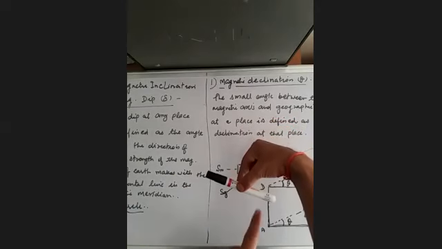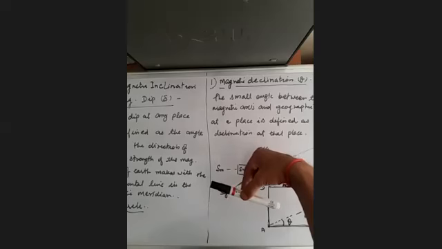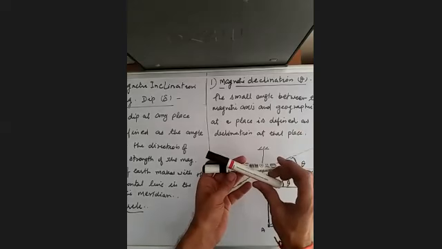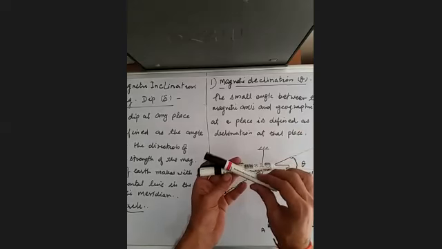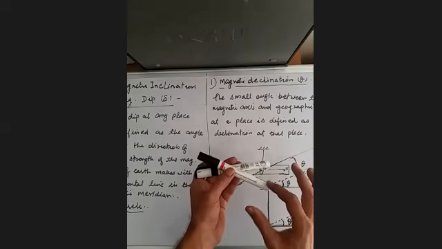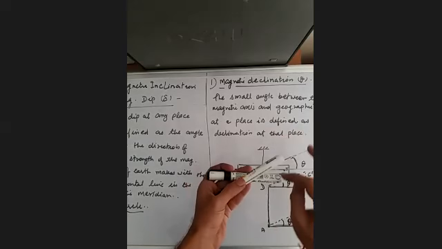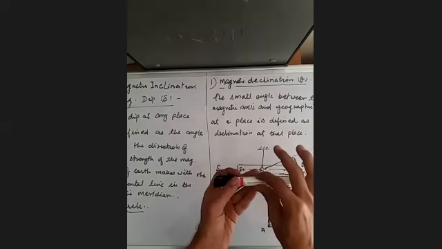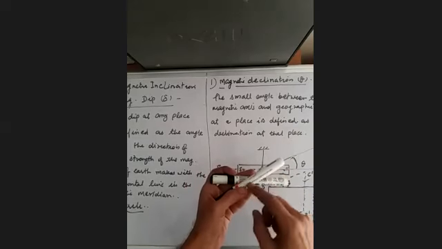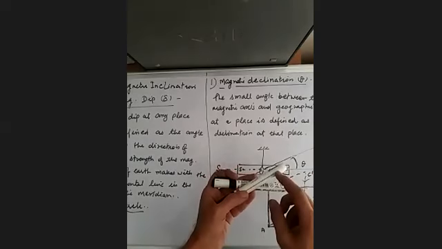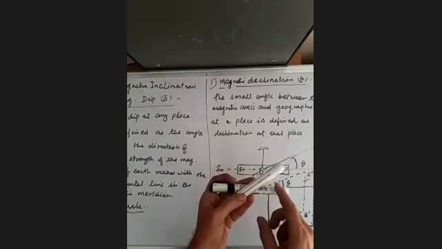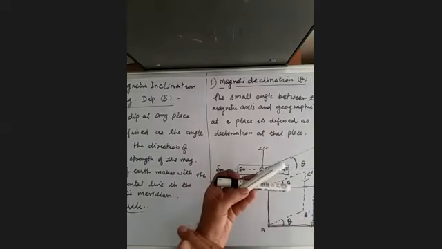So what is happening? This is the horizontal line, and the bar magnet is tilting. Suppose this is the north end. The north end is dipping below the horizontal line, or it may be coming up from the horizontal line. So it is not always horizontal. The angle which the magnetic axis of the bar magnet makes with the horizontal line is called the angle of dip.